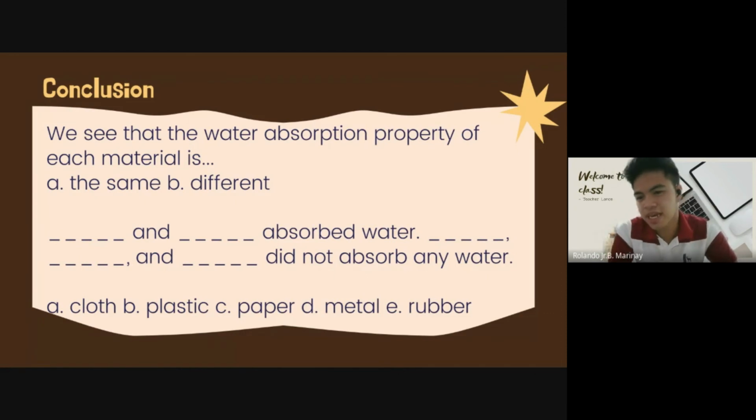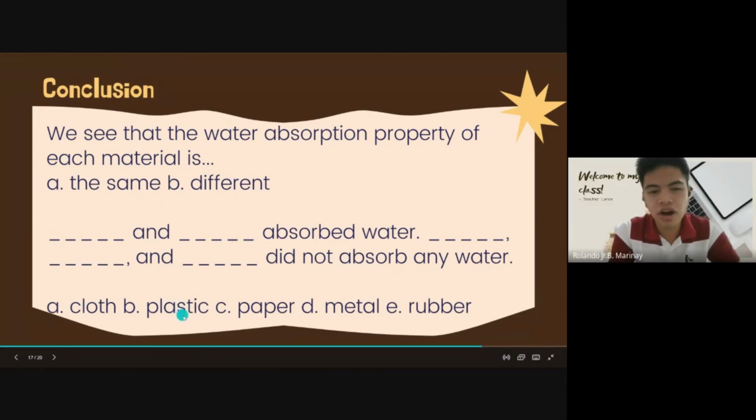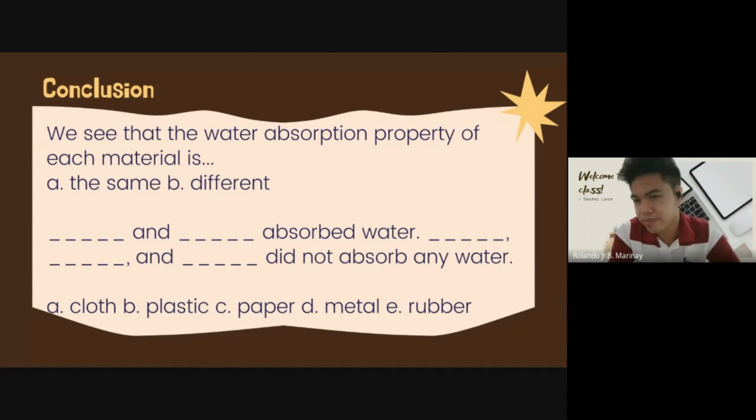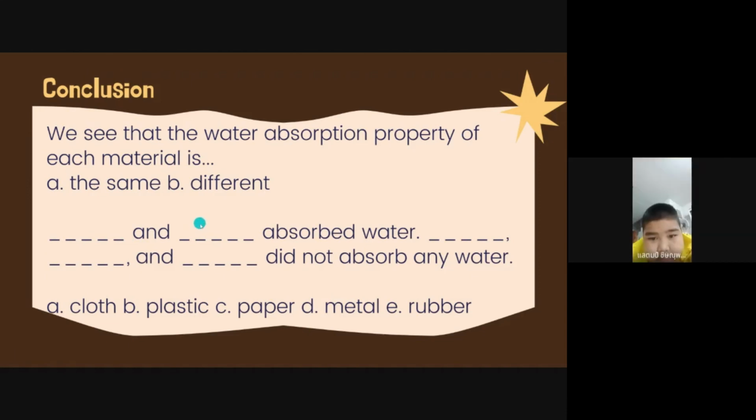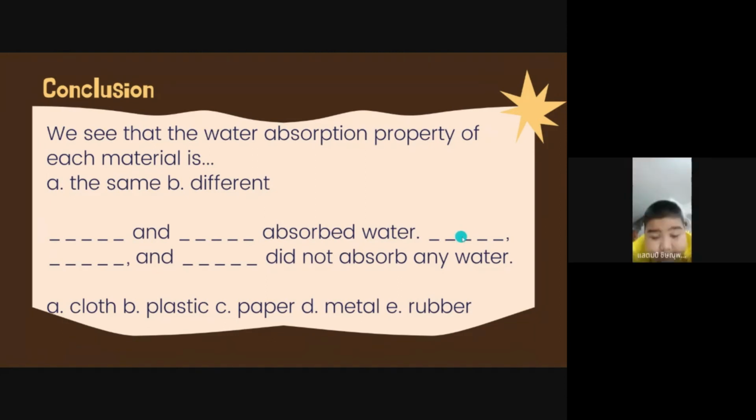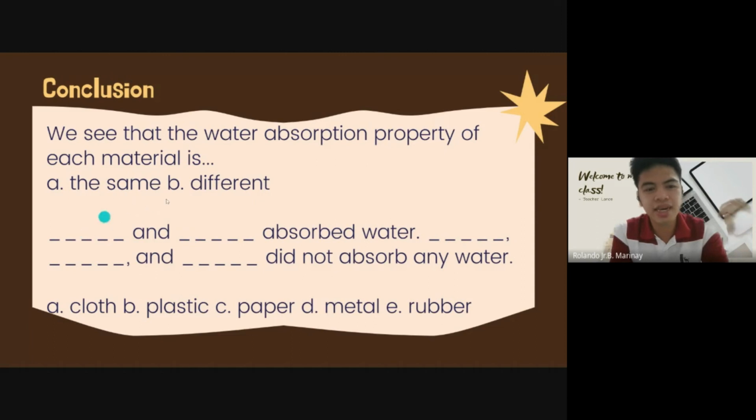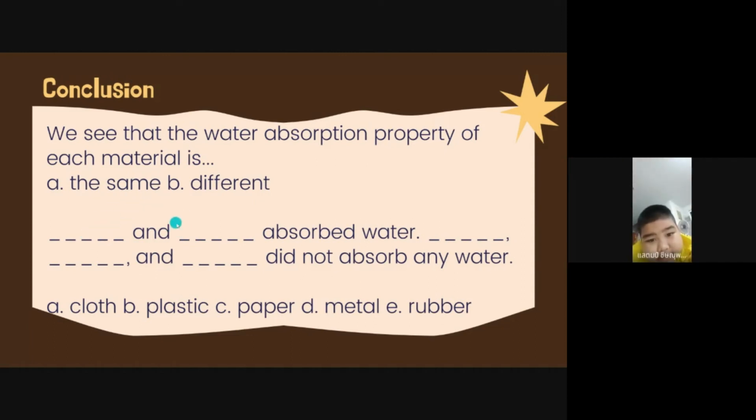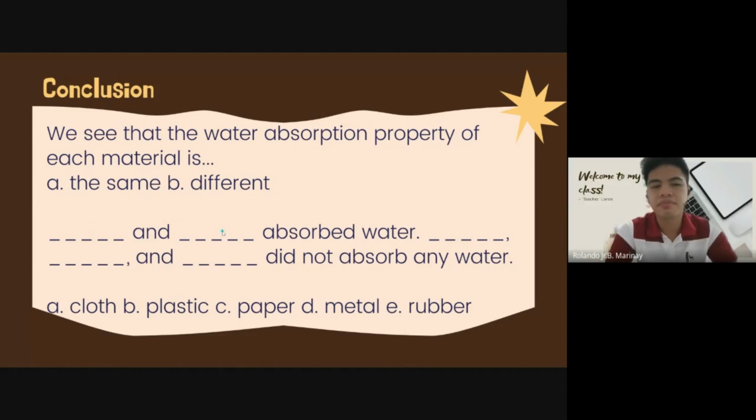Okay, Nampheng is finished. Sharif is finished. Teacher, let's go number 2. Cloth, plastic, paper, metal, and rubber, which absorb water. Two materials that absorb water. Is it C, cloth, plastic, paper? C and D? Nope. C and A. Cloth and paper absorb water. And then the materials that do not absorb water. A and C. Yes, A and C. Cloth and paper.